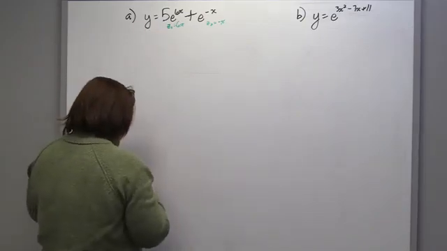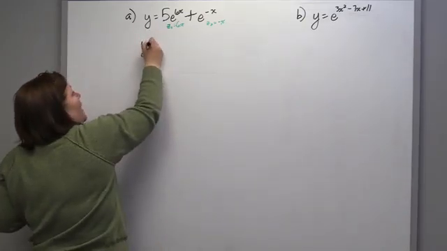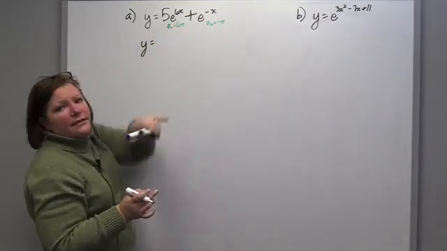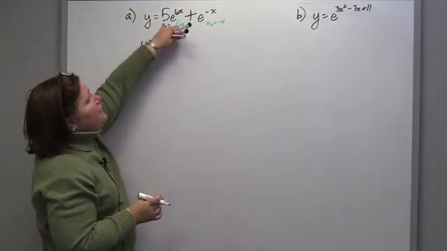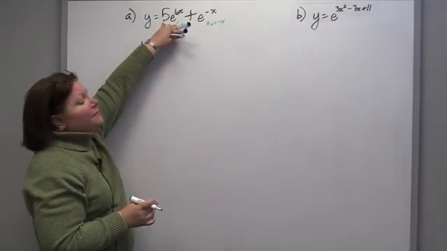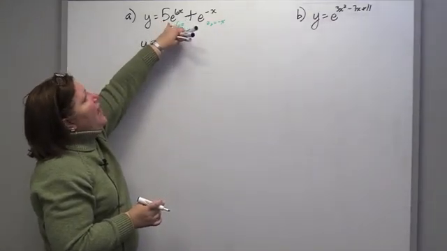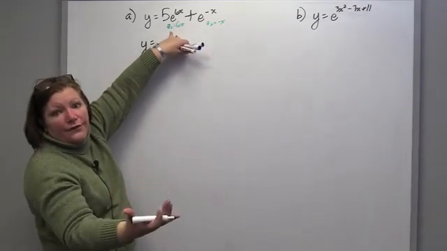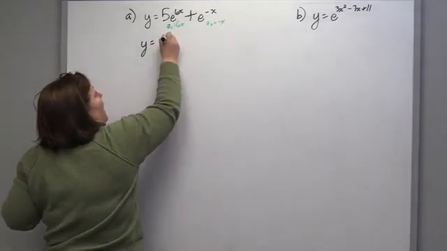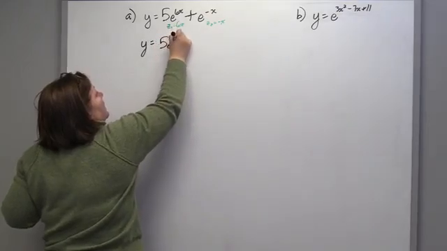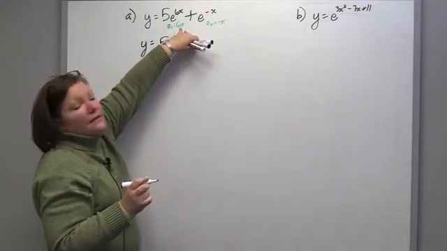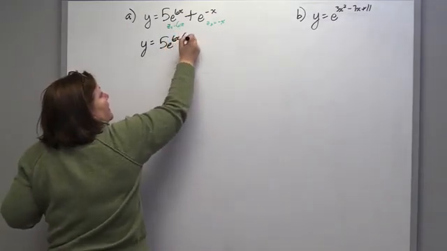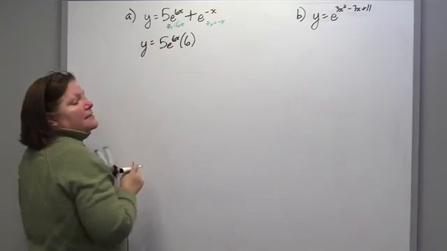So for this one, we have y equals, and when I concentrate on just the 5e to the 6x, the derivative of the outside would be the derivative of 5e to the z1, which is just itself again. So we'd have 5e to the 6x times the derivative of the inside. And the derivative of the inside is just 6.